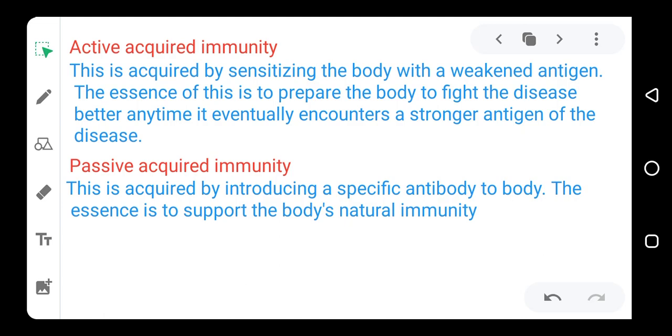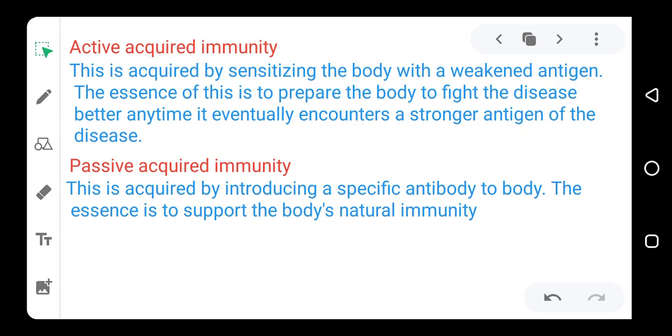So before you start thinking about that one, the body has been primed or made to know that this is how the enemy looks like. So once you see anything like that, it wouldn't think twice again and start fighting. So that is what is done in active immunity.